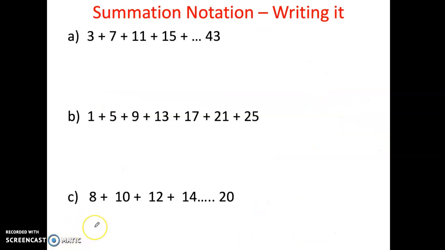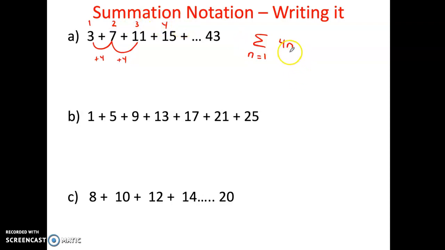Okay, next slide. We're going to do the opposite now. We're going to put it into summation, or sigma notation. We know we want to start at 1. The question is, how do we get our expression? The easiest way is to look at what you're adding. We are adding 4 to each number, so that's going to be your coefficient of n. Then figure out what you're adding or subtracting.